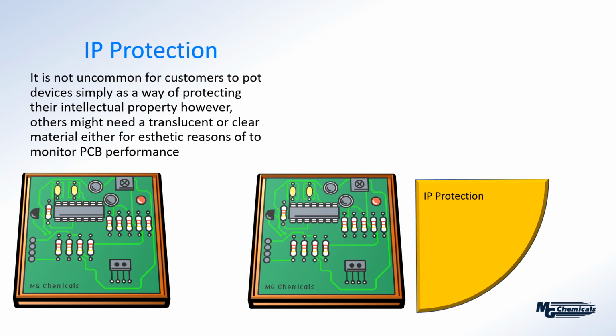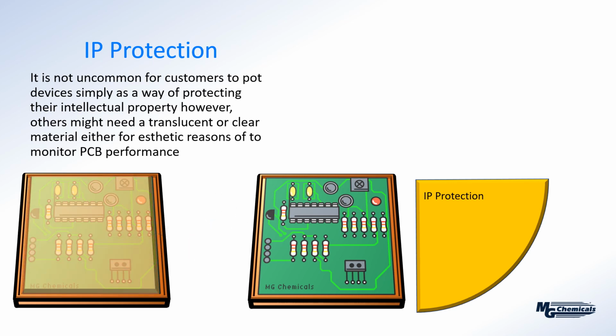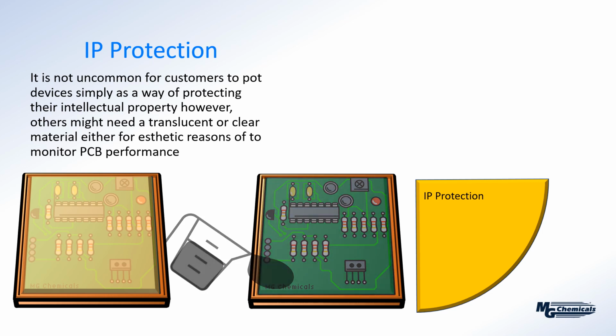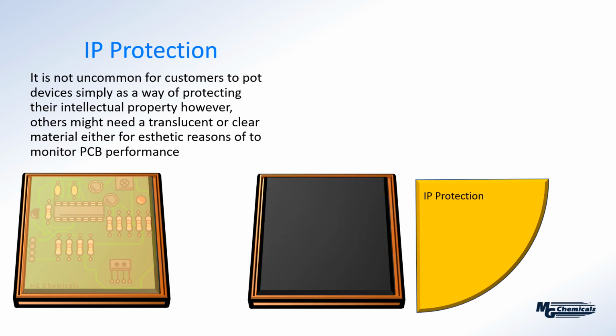But some people may want their technology protected, so they pot it so that their competitors aren't able to see what they're doing. In other situations, what they want is something that is translucent or see-through, in order to monitor something, whether it's a sensor or something like that. They want to make sure that they can see it and that it's still working. Or they would want a material that is completely opaque so that no one can see what's underneath and their technology cannot be stolen.